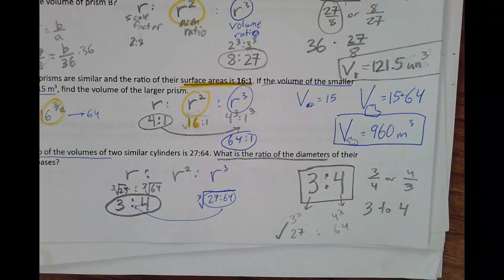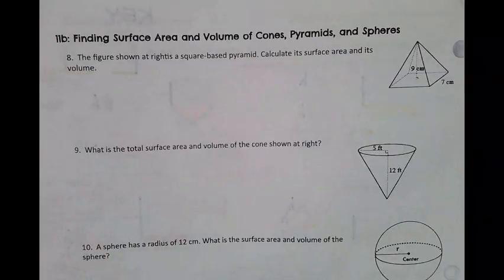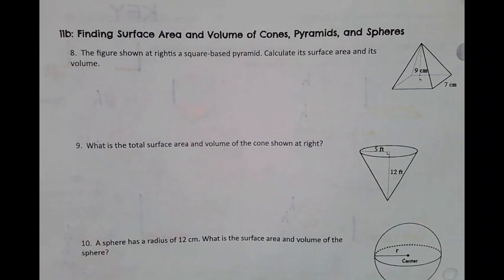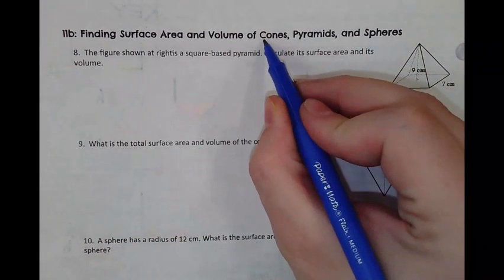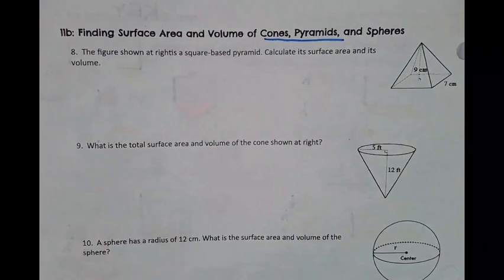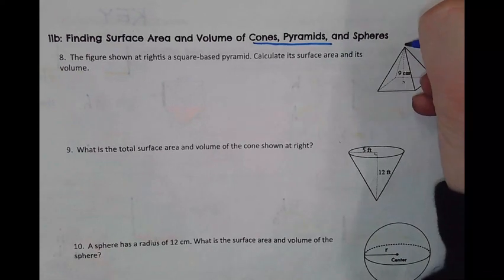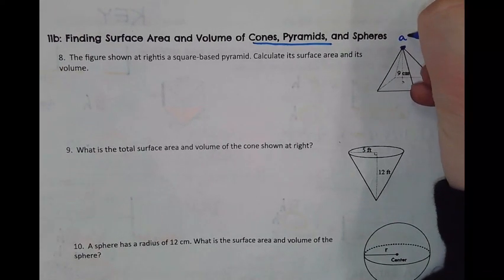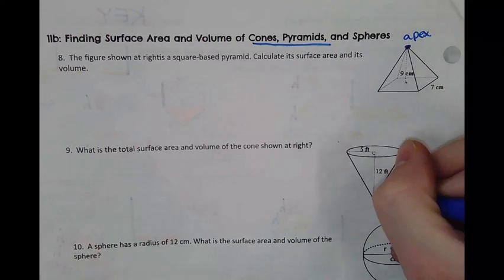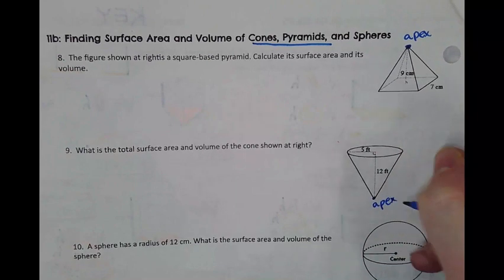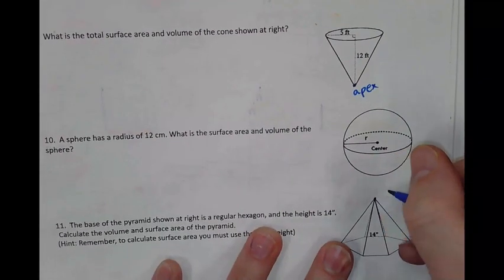That wraps up standard 11A. Our next standard is going to be 11B. Can we find the surface area and volume of cones, pyramids, and also spheres? Now keep in mind, for cones and pyramids, we need to remember that they have something called an apex. Apex. And also right here, apex.